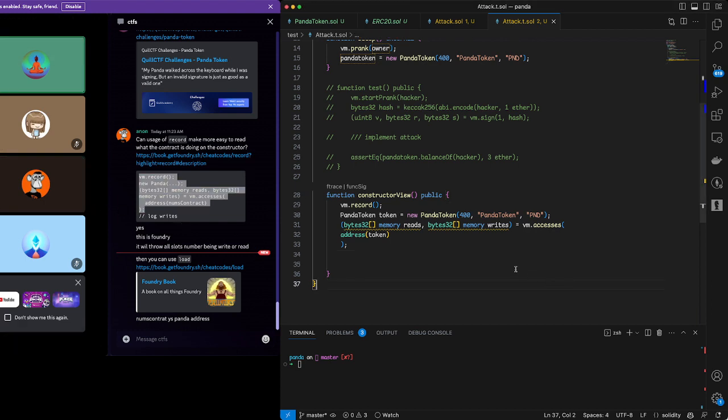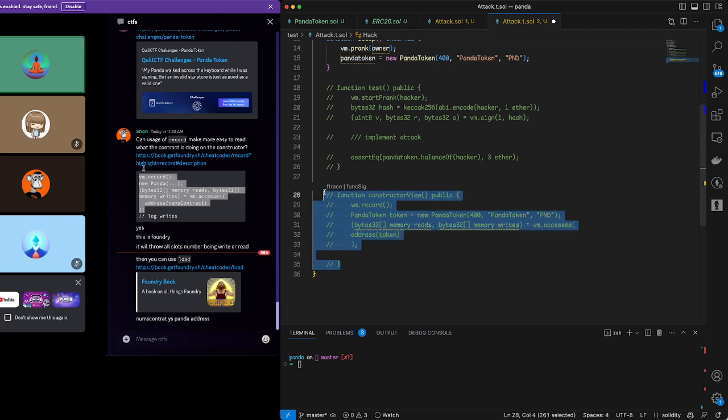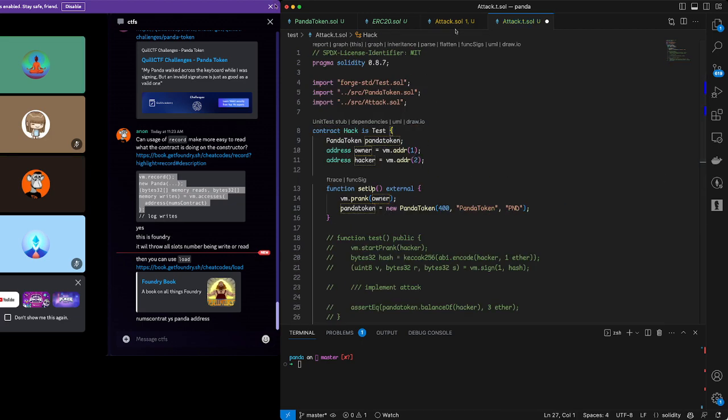I think what we'll do, I'm curious because I haven't used this vm.record before. So we'll keep running through the attack based off of our current assumption. We could trade later. Yeah, and we'll try this at the end because I'm definitely curious about that.